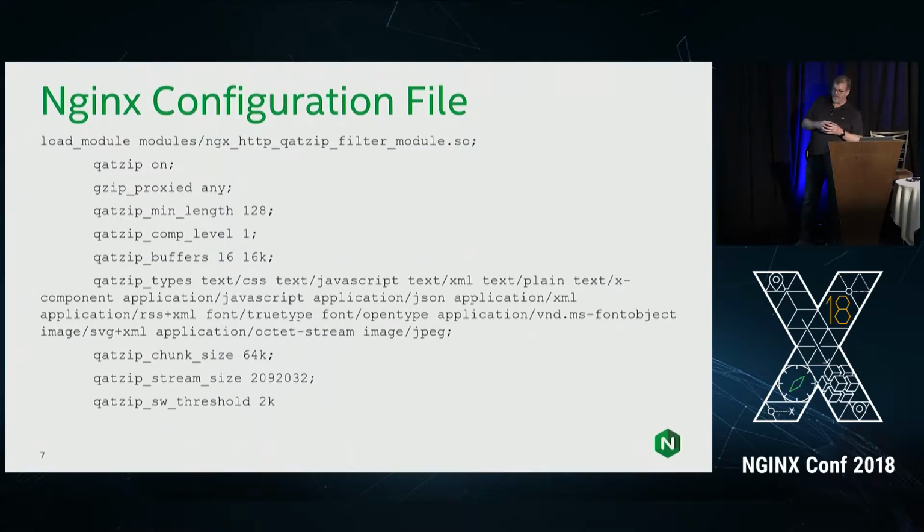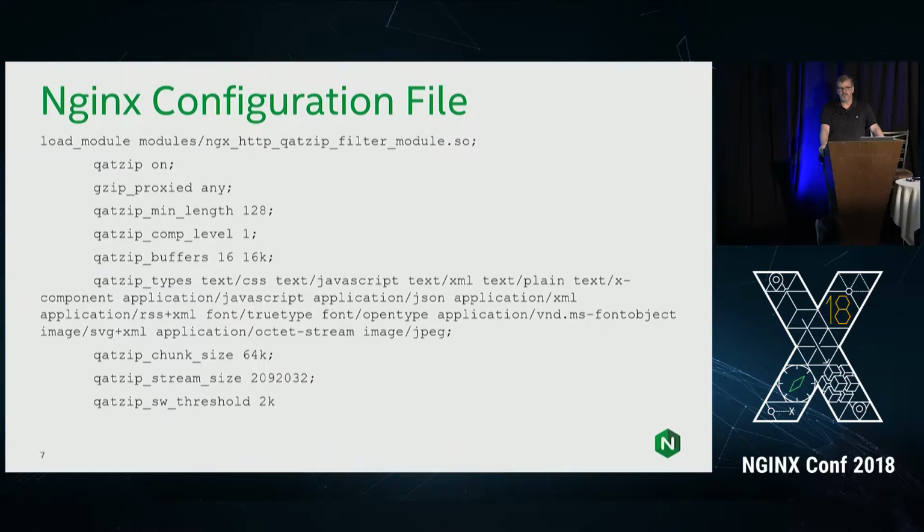So this is, for the most part, how we integrated the components into NGINX. We loaded a module. We actually have a specific module, the QAT zip filter module. And then we just enabled it. In this particular case, it's very similar to the gzip configuration parameters, but there are a few more of them.